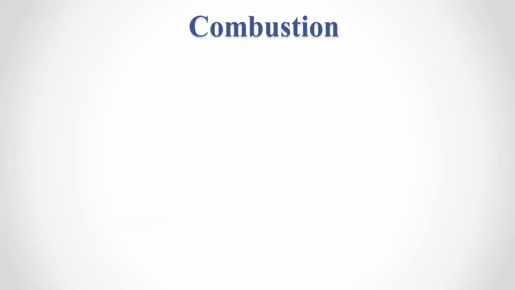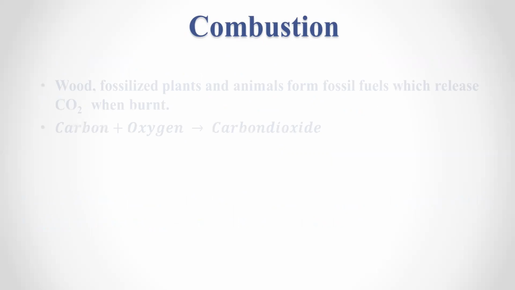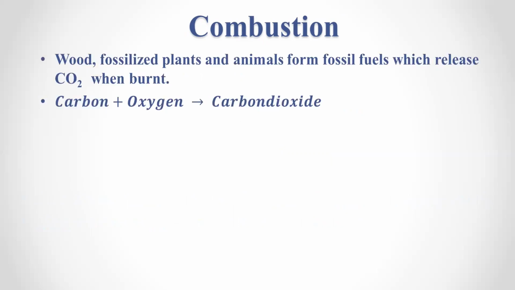Then we learn combustion. Combustion is another way carbon dioxide is circulated in the carbon cycle. Wood and fossilized plants and animals form the fossil fuels, which release carbon dioxide when burnt. It means when we burn fossil fuels or when we burn wood directly, we get carbon dioxide in the atmosphere. As you can see through the equation, carbon plus oxygen gives carbon dioxide.